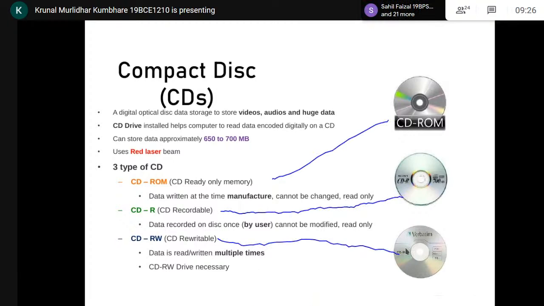The second one we have is the CD-R, that is the CD recordable. Here too, once the data is written on the disk, it cannot be modified, but can be read from the disk. But here the user has the feasibility of writing the data once on the disk, but in the CD-ROM, the manufacturer itself writes the data.